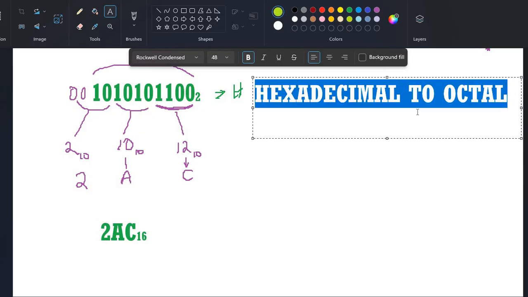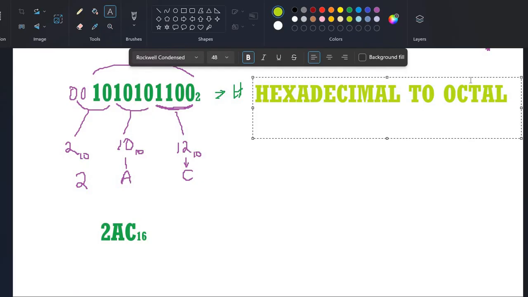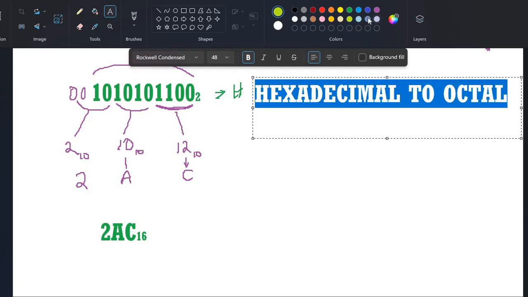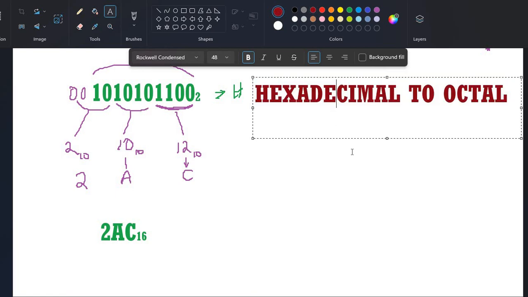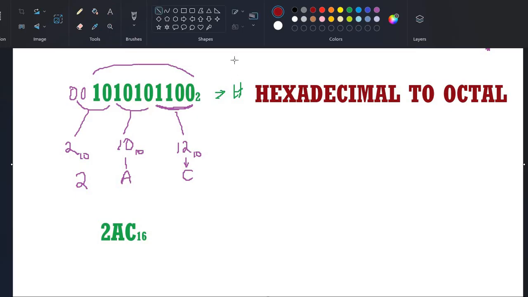Okay, I'll write it as hexadecimal to octal. Let's make the color different so that it can be easily seen. Okay, hexadecimal to octal. Let's give a line. Okay, hexadecimal to octal.